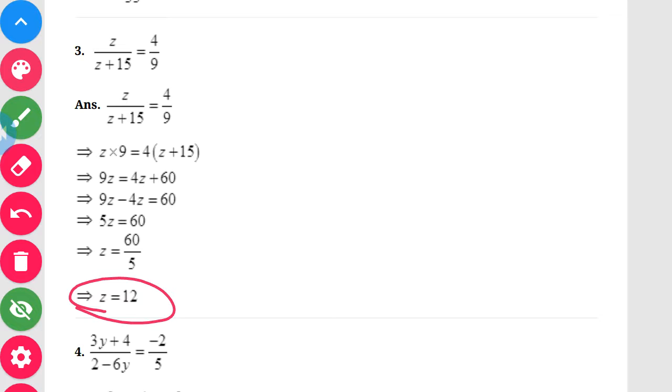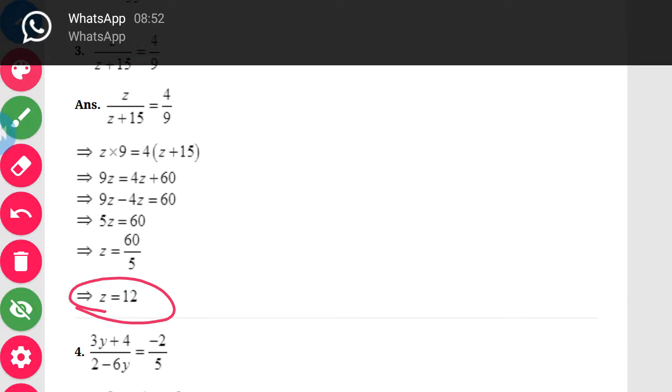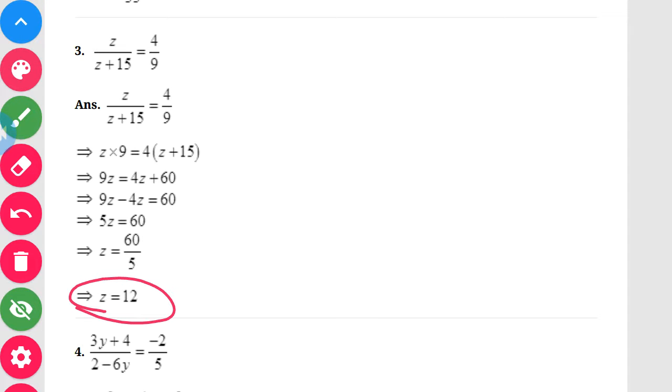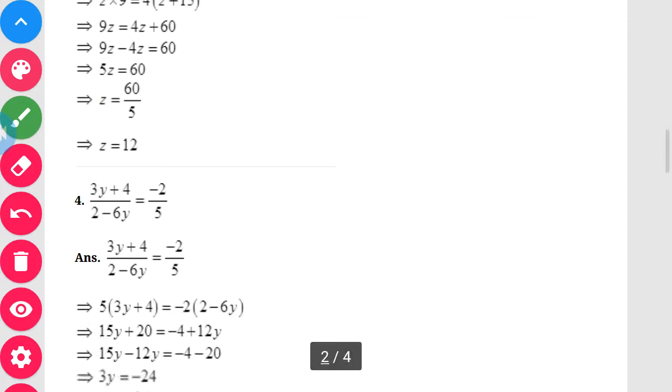I hope this is also easy and it is easy to understand. Only you need to keep in mind that you have to go with the cross multiplication, and then you're going to solve one by one by transposing the variable, that is one variable one side and the numbers one side, and at last you're going to transpose to find the value of the variable, right? So we'll go with the next one now.